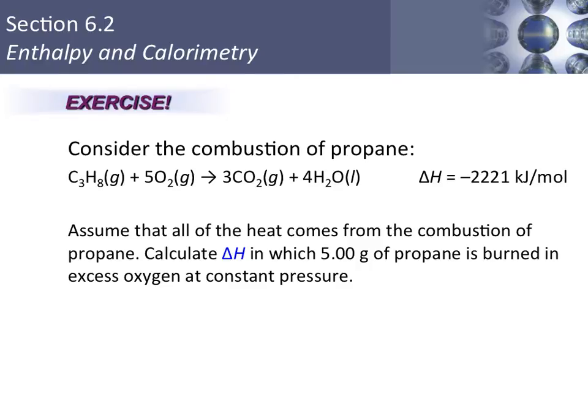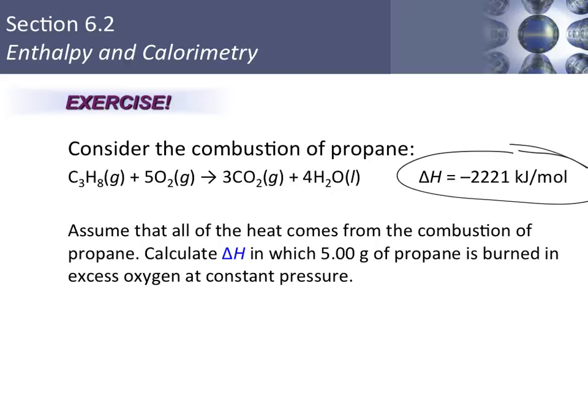So let's take a look at this sample problem. We have the combustion of propane, and we have an enthalpy change already provided here, negative 2,221 kilojoules per mole. We're going to assume that all the heat comes from the combustion of propane, and we'd like to calculate the enthalpy change, delta H, if 5 grams of propane is burned in excess oxygen at constant pressure.